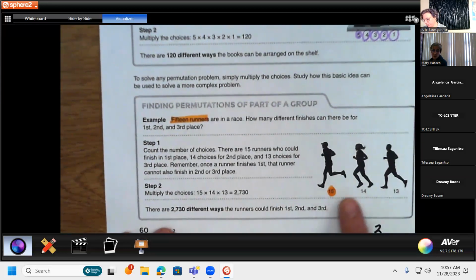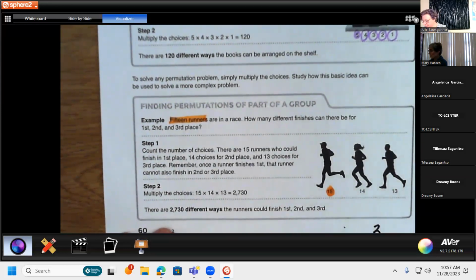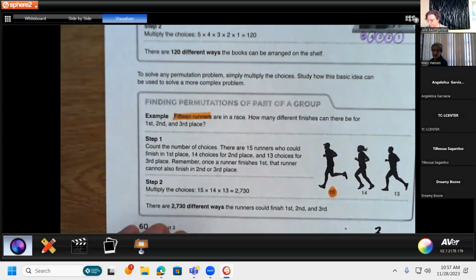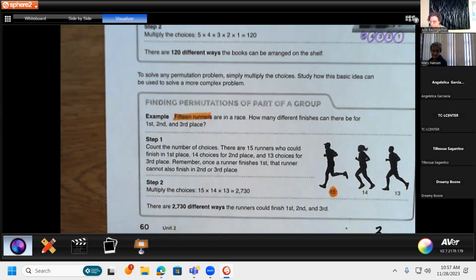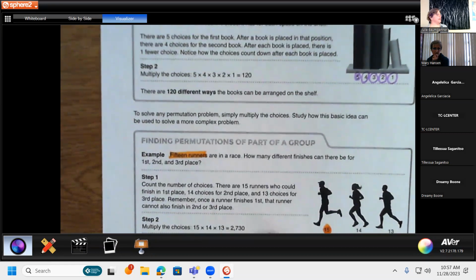So we didn't count all the way down to 1 because we weren't asking how many ways we can order all 15 runners. We were just asking how many ways they can finish in the top 3. Thoughts or questions about that? And the differences between these 2 problems?